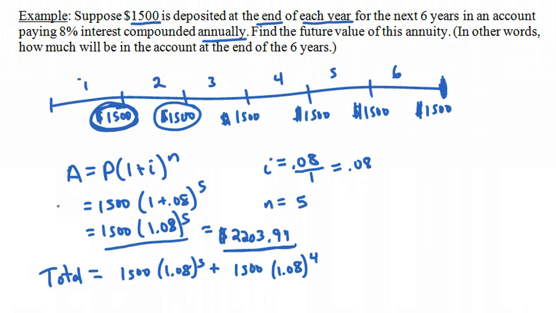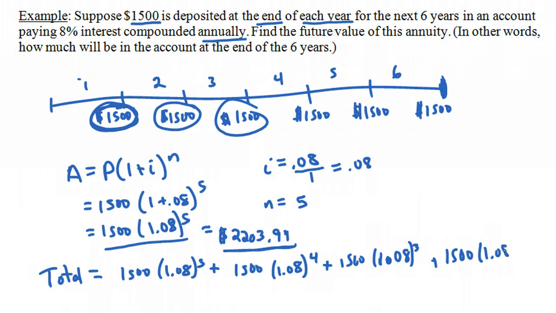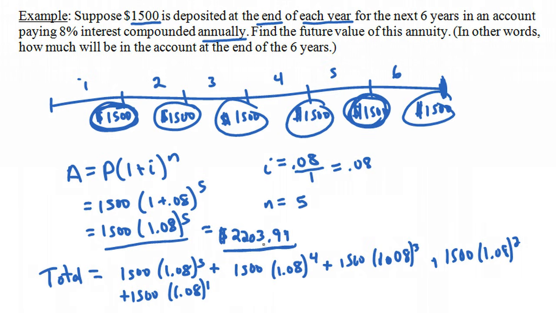You could work this same calculation again. And the next one would be 1,500 times 1.08 to the 3rd, and then 1,500 times 1.08 squared, plus 1,500 times 1.08 to the 1st power. That would be this amount right here. The last amount is not going to grow at all. It's like 1,500 times 1.08 to the 0, but 1.08 to the 0 is just 1, so we could just write plus 1,500. That $1,500 didn't have any time to grow.